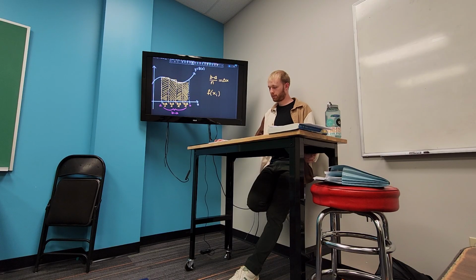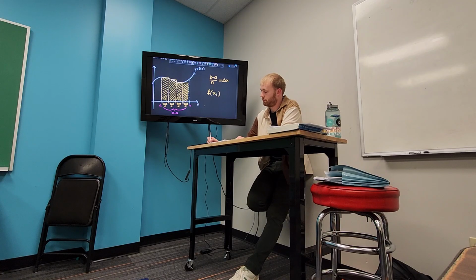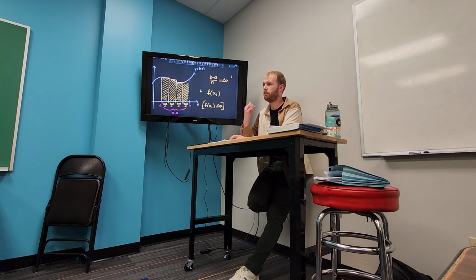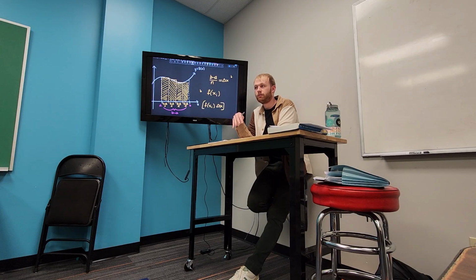So the area of each rectangle would be, there's your height, there's your base. So the area of each rectangle is delta x times f of x sub i. That looks like a pretty scary expression, but it literally just means base times height, right?